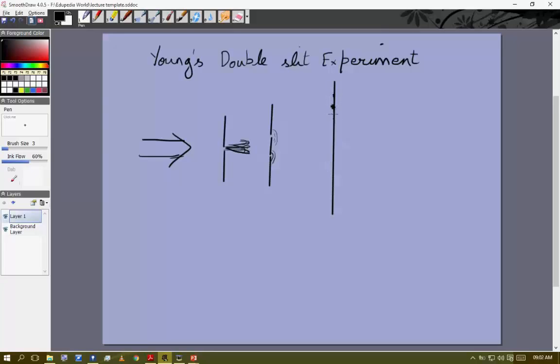And we capture the final result on the screen, and the result we see is something like this. There will be alternate light and dark bands. What I'm drawing are the dark bands, and there will be light bands. So that happens because of interference of light.